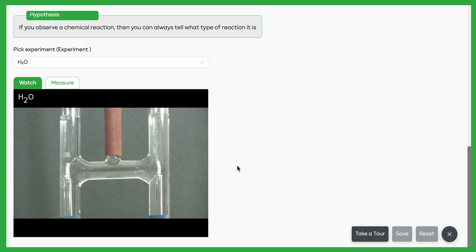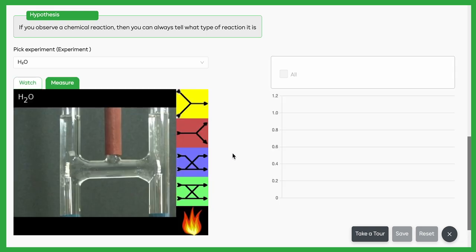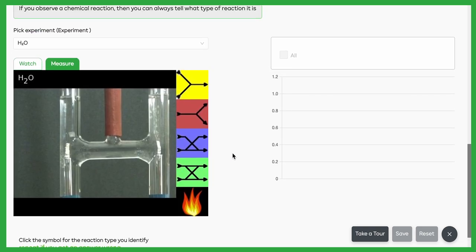So notice there's a video of the reaction. You can see the gases bubbling up. This is the water with the two electrodes there. There's an electric current passing through, and at one electrode they're creating hydrogen, and the other is creating oxygen.